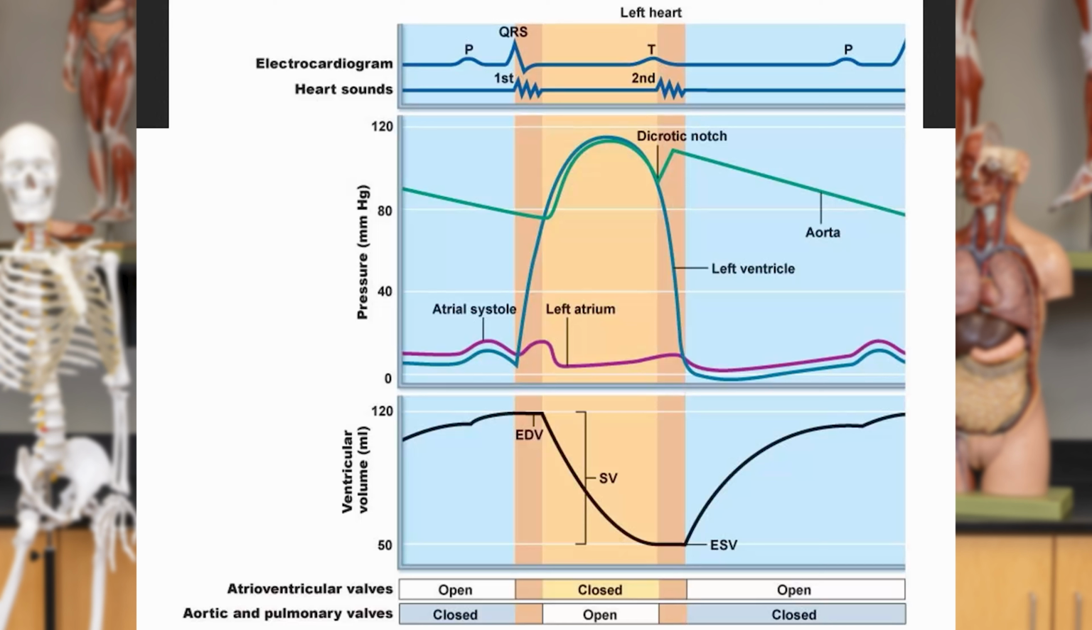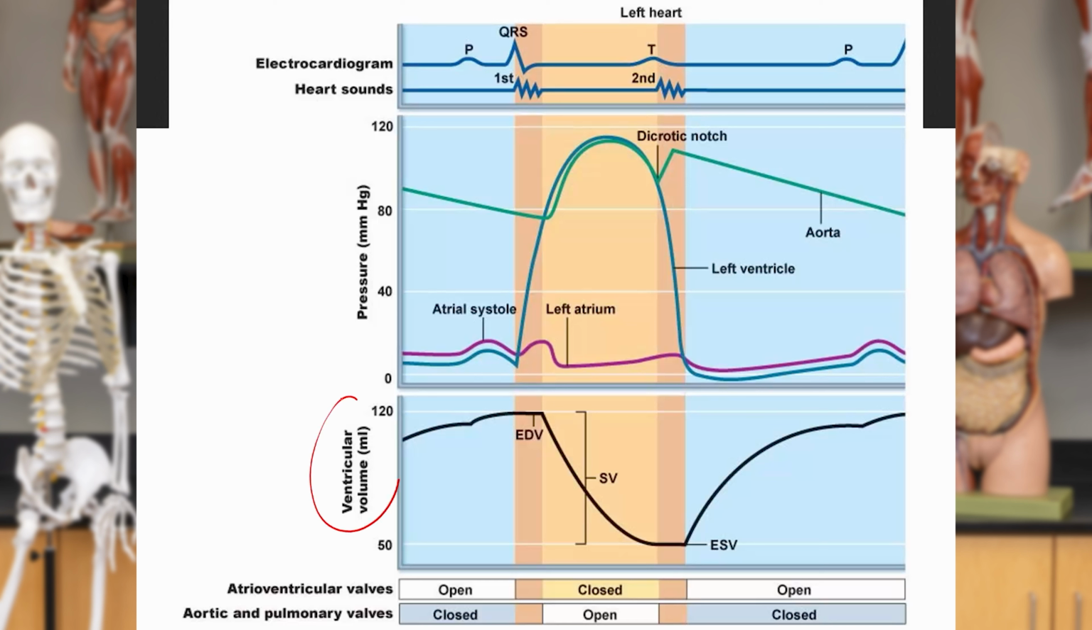You're having pressure of the purple here. That is the atrial pressure. You then have the blue, that's ventricular pressure, specifically left side here. And then green is the actual aorta. So looking at how the pressure changes from the left atria to the left ventricle to the aorta.